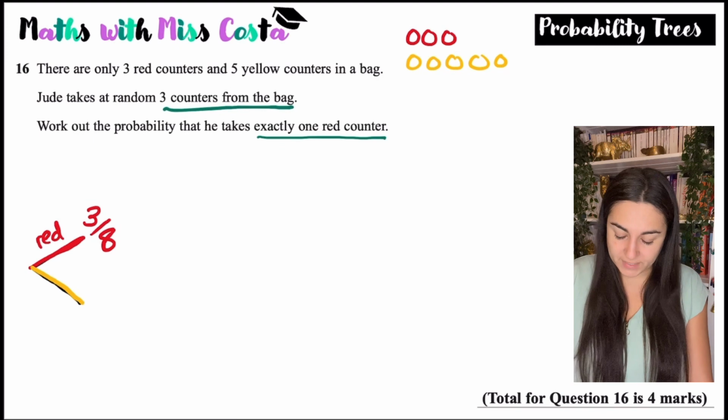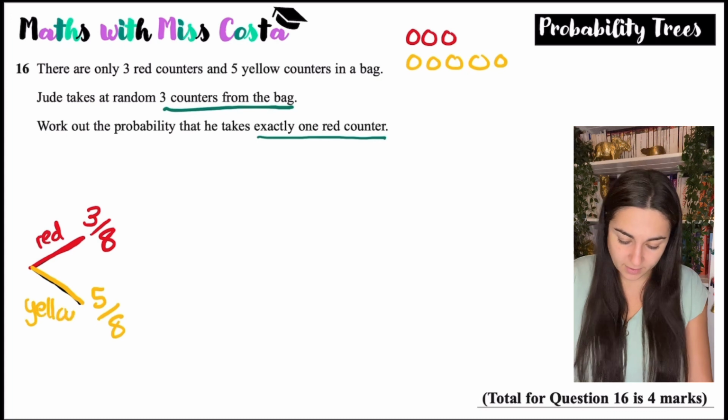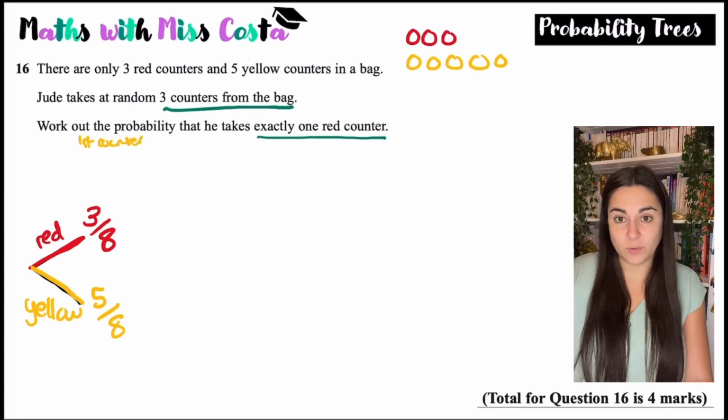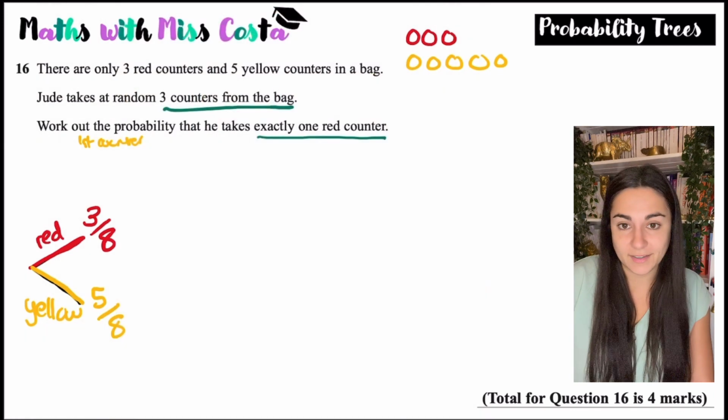Then I have the option of taking a yellow counter. There are 5 yellow counters in total out of a total 8. So the probability for the first counter would be 3/8 for red or 5/8 for yellow. But Jude takes 3 counters from the bag. So then for each of my branches, I need to do another branch.